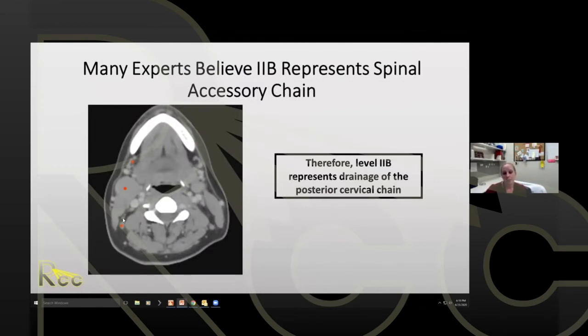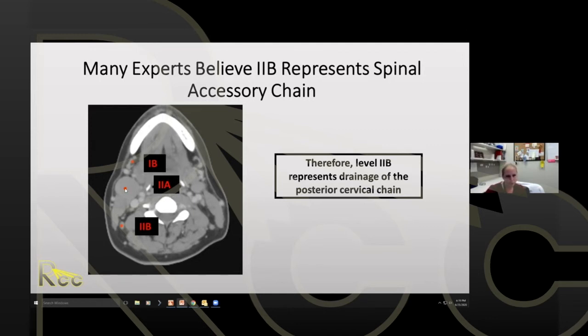So the reason this becomes important is as we were developing these atlases, many of the experts were arguing to keep this separate because it was felt that this represented the posterior cervical chain. So these are those spinal accessory lymph nodes. The reason, at least in my mind, it becomes useful to understand this delineation really and truly is not necessarily for contouring, but as you're thinking about how to approach workup of patients who may be presenting with lymph nodes with an unknown primary tumor.